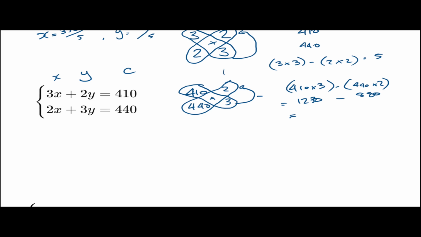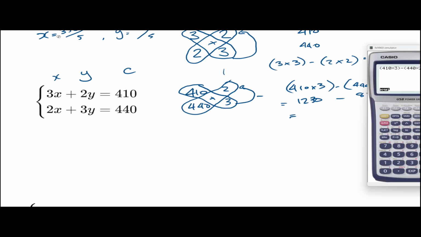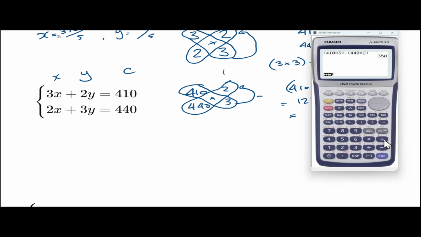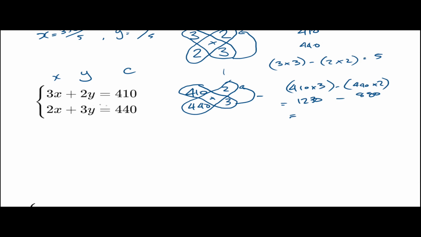So x is not 350, it's 350 divided by 5. So 350 divided by 5, 70. So x is, in fact, 70. Now let's do the same thing for y. So I'm going to copy down the x values from up in this one, and then I'm going to cut and paste the 410 and 440 down there.